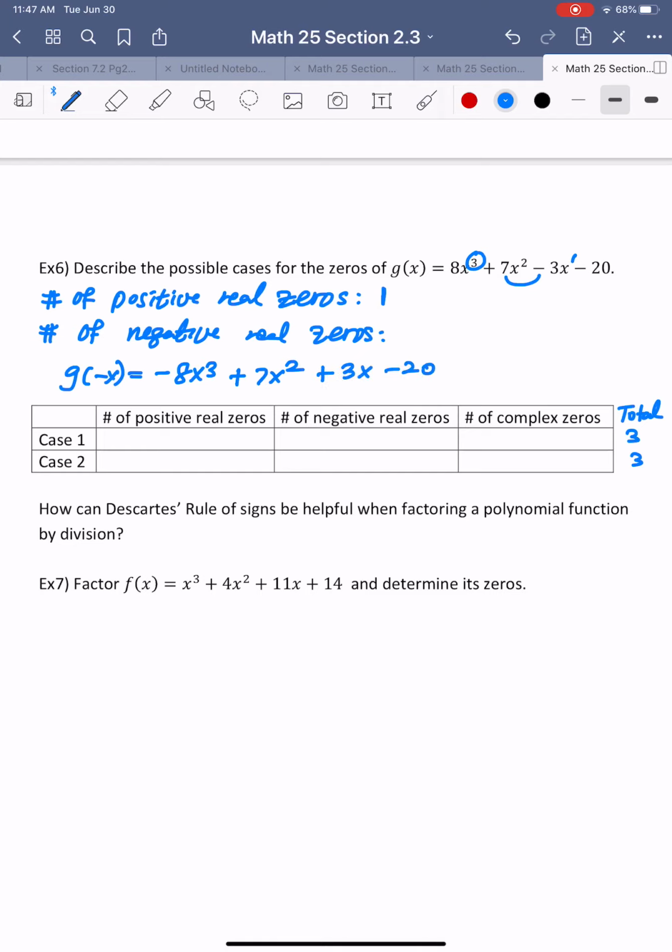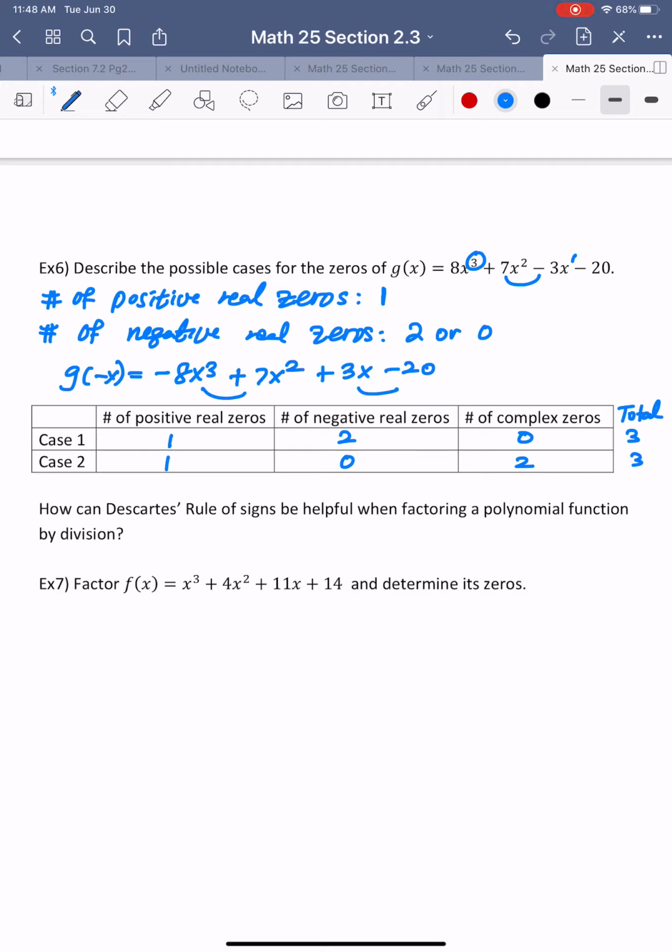So if you see the change of sign from each term is 1 and 2, right? So there's a 2 or 0. So the positive real zero is going to be a 1 and 1. And then the negative real zero is going to be a 2 or 0. And then total zeros is going to be 3, which means there's none for the complex zeros. In the second case, it's going to be 2 for the complex zeros because 1 plus 0 plus 2 equals 3.